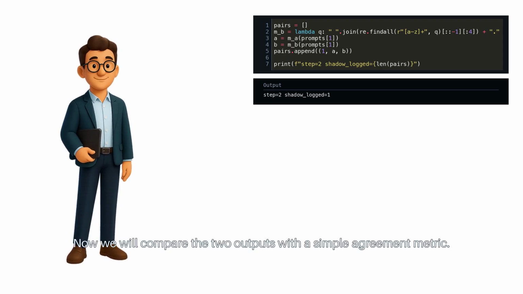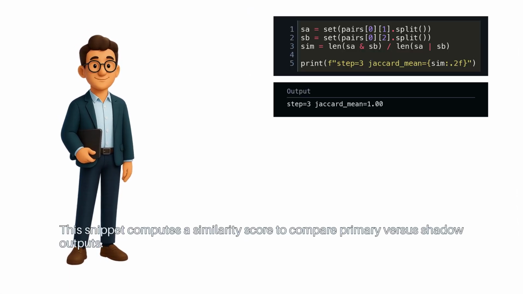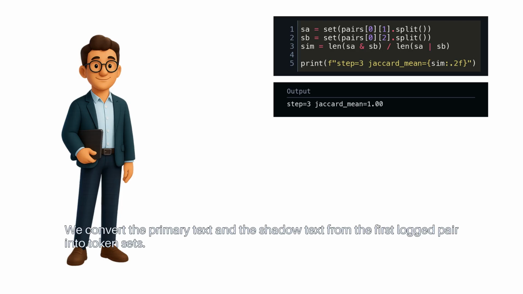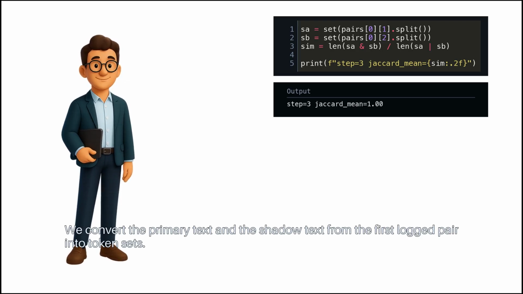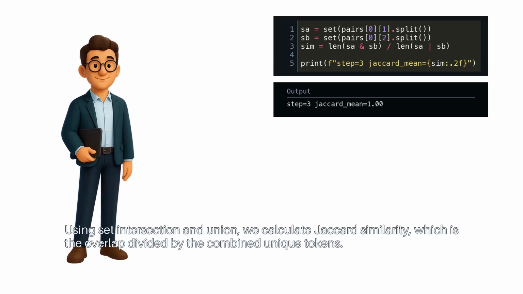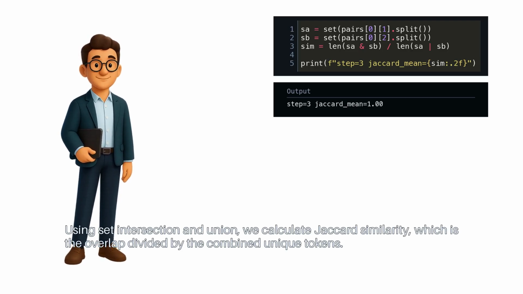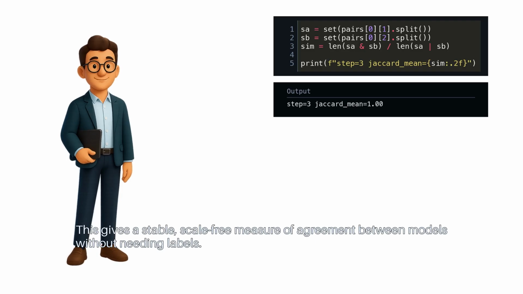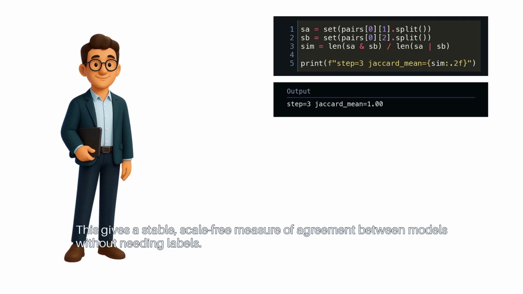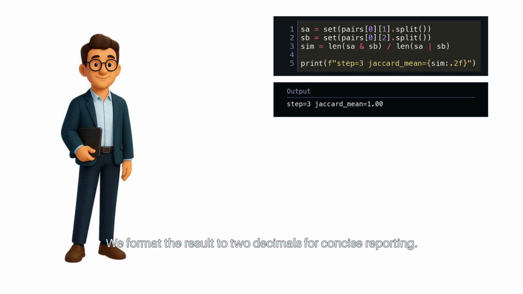Now we will compare the two outputs with a simple agreement metric. This snippet computes a similarity score to compare primary versus shadow outputs. We convert the primary text and the shadow text from the first logged pair into token sets. Using set intersection and union, we calculate Jaccard similarity, which is the overlap divided by the combined unique tokens. This gives a stable, scale-free measure of agreement between models without needing labels. We format the result to 2 decimals for concise reporting.